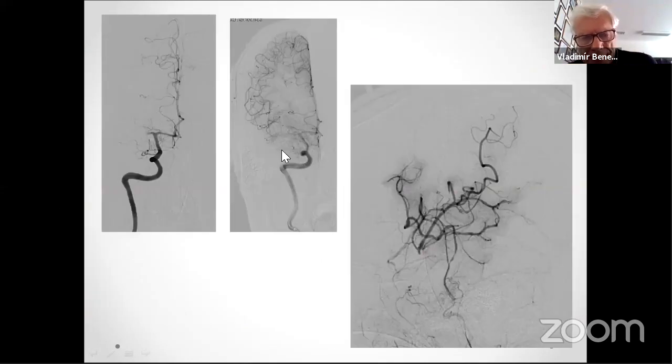Sorry, let's go back. We were lucky in that you see the M1 segment is occluded, but the collateral flow is rather nice. So probably it was something like a longer lasting occlusion, even without really well established flow through the MCA. And here are the 2 barrels of the bypass filling both territories, both frontal and temporal.